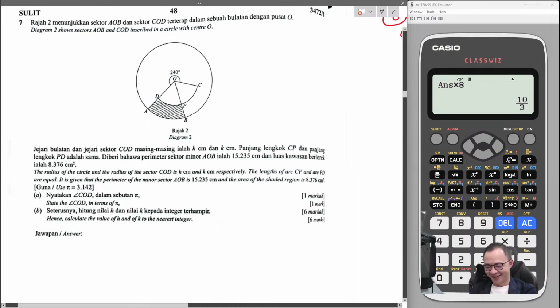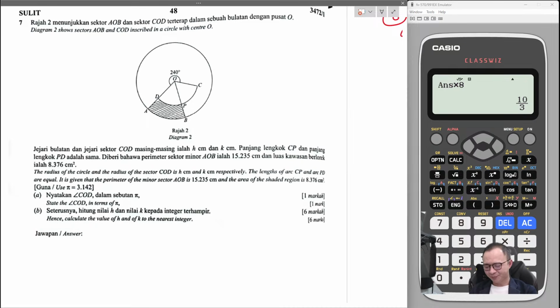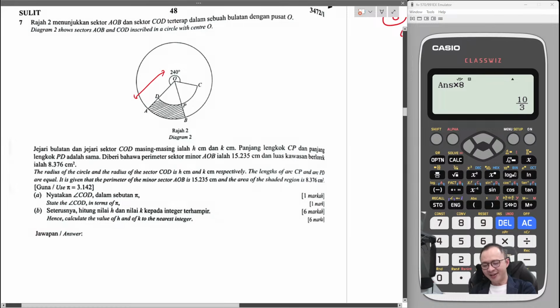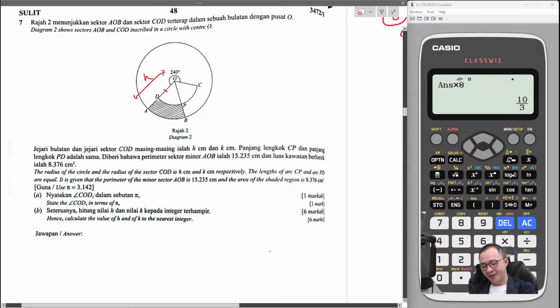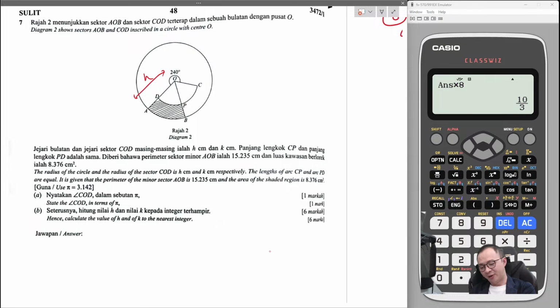So let's focus here. Okay, circular measure. The radius of the circle and the radius of the sector COD are h and k. So the length here is h, then the length here is k. O to D is k. O to A is h, which is the radius for the big circle. And then O to D is just k.